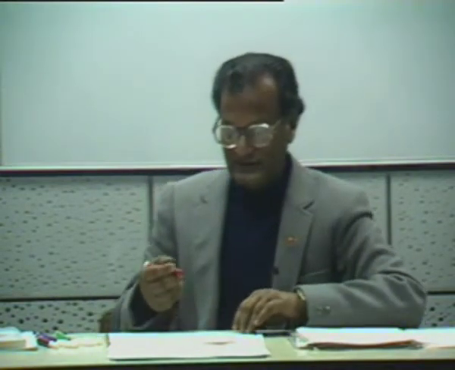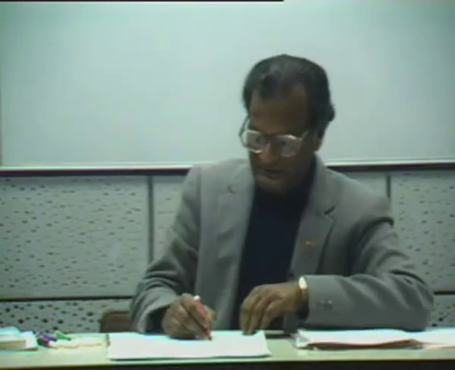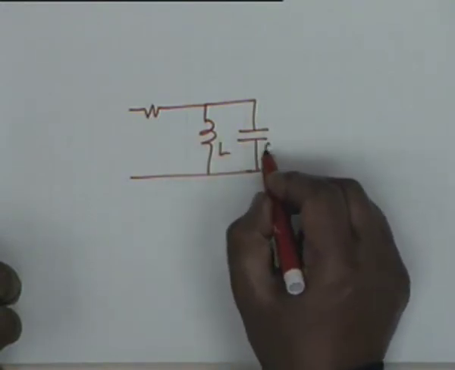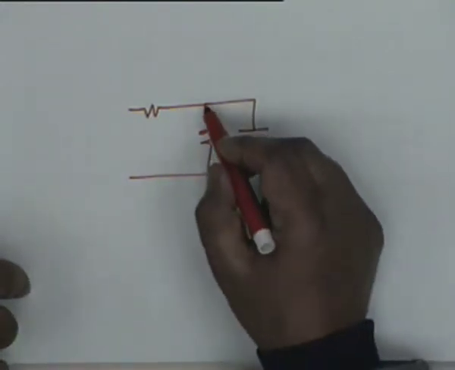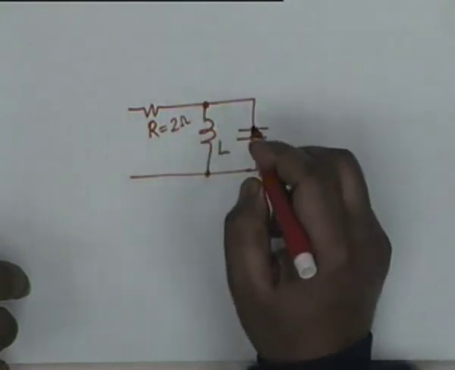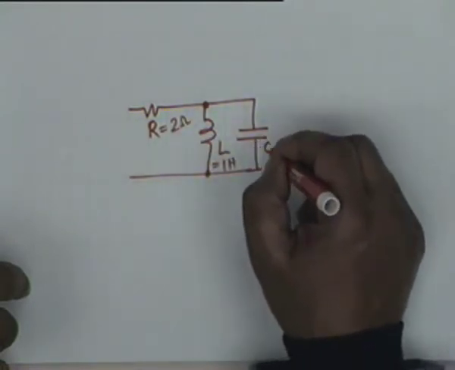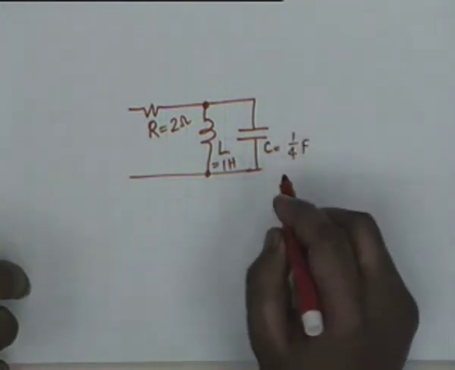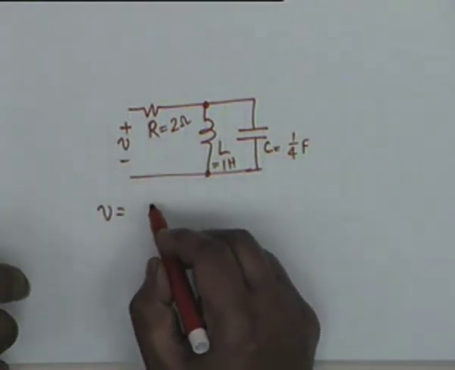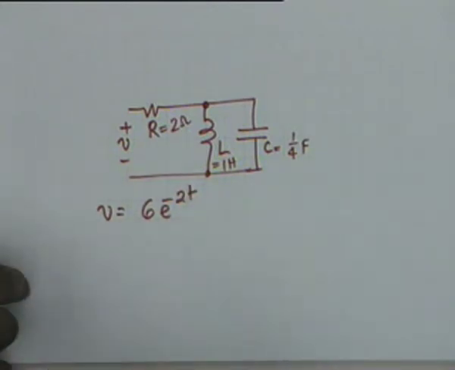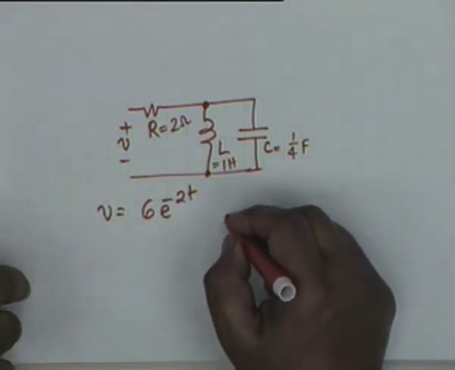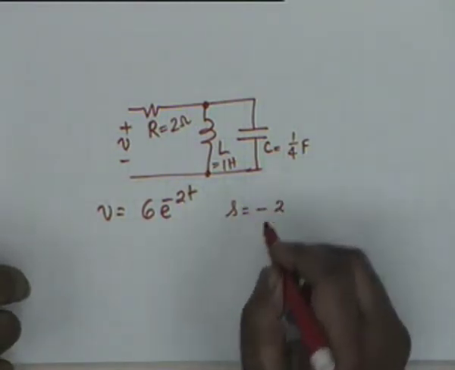Let's take one example. Let's take the same circuit that we have been talking of. Let's say R, L and C. Now, please pay your attention to this. We are doing something new. Suppose R equal to 2 ohms, L equals 1 Henry and C equals 1 quarter Farad. And this V is given as 6 e to the minus 2t. Isn't it of the form of exponential? It is an exponential with s equal to minus 2.